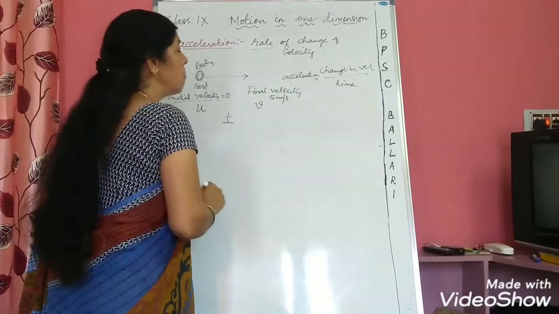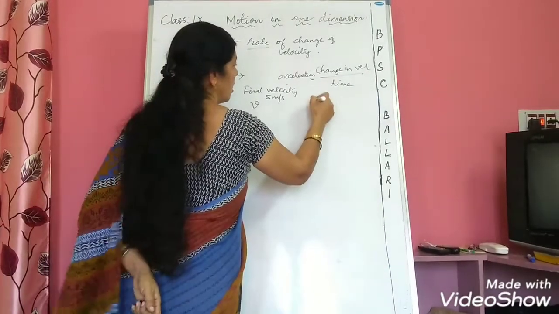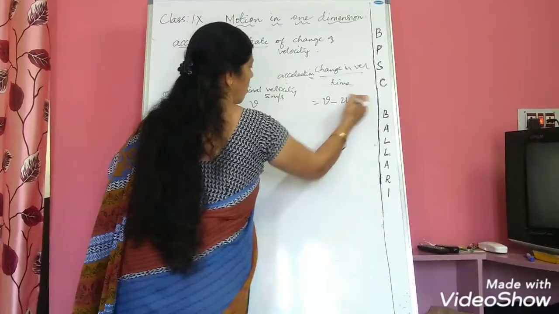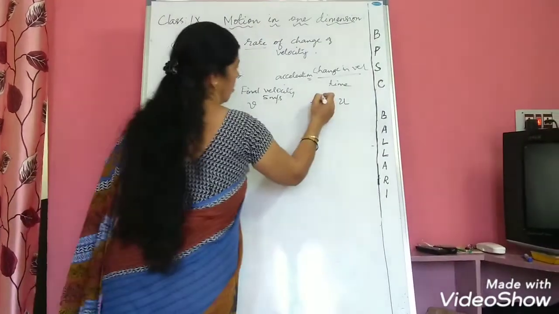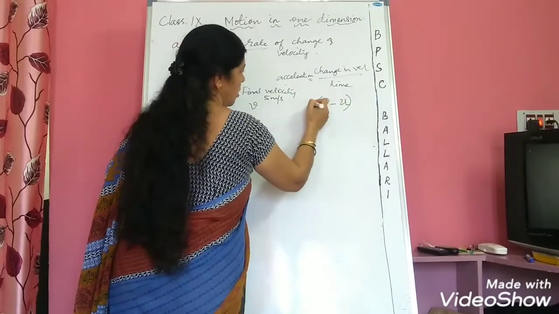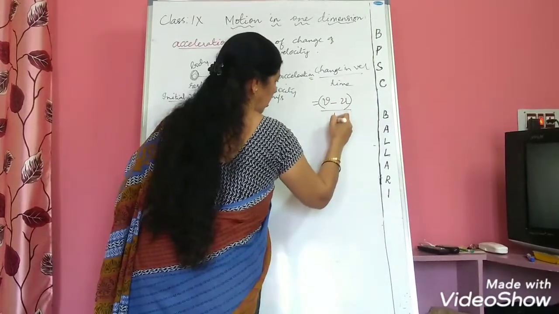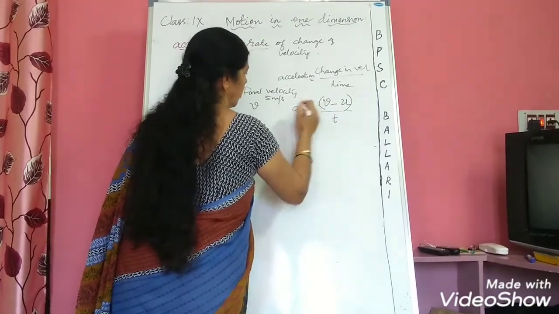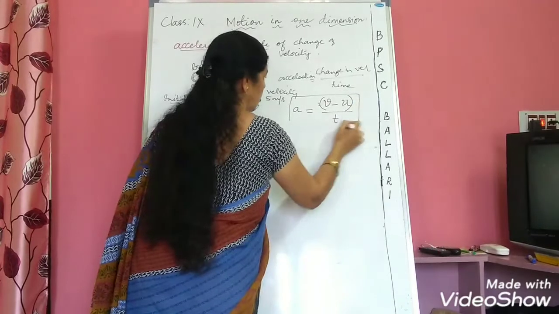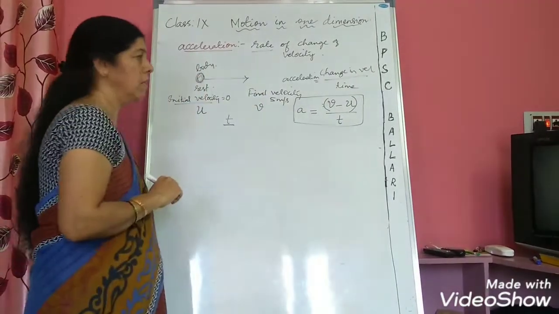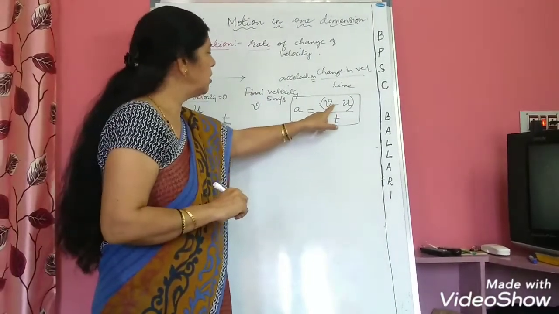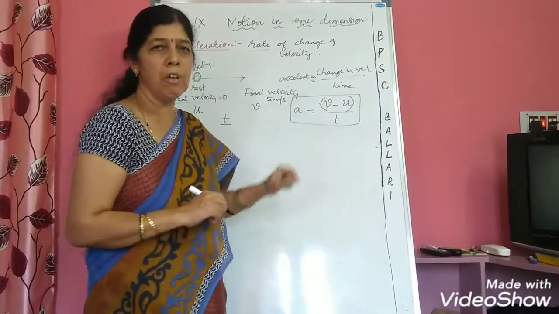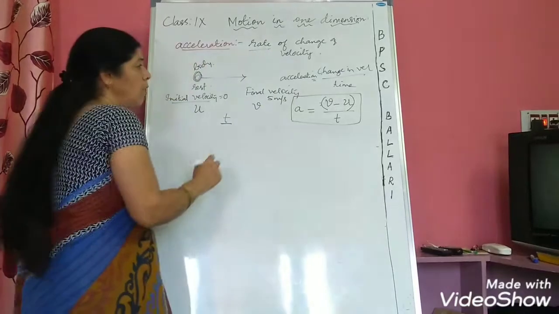Now change in velocity means what? Change in velocity is nothing but final velocity minus initial velocity. So final velocity minus initial velocity divided by time taken is nothing but acceleration. So this is the formula you have to remember for acceleration. It is nothing but change in velocity by time taken, or simply you can define it as rate of change of velocity.